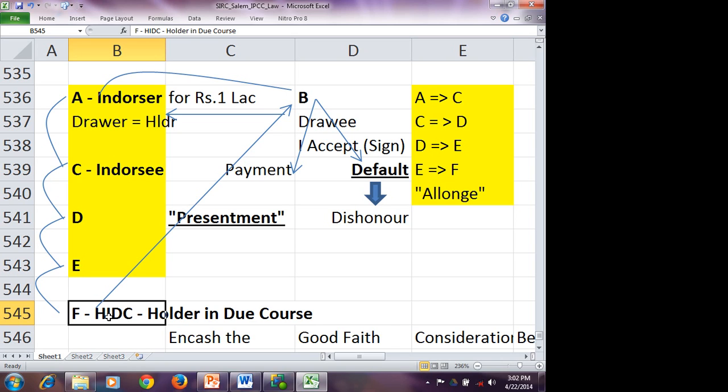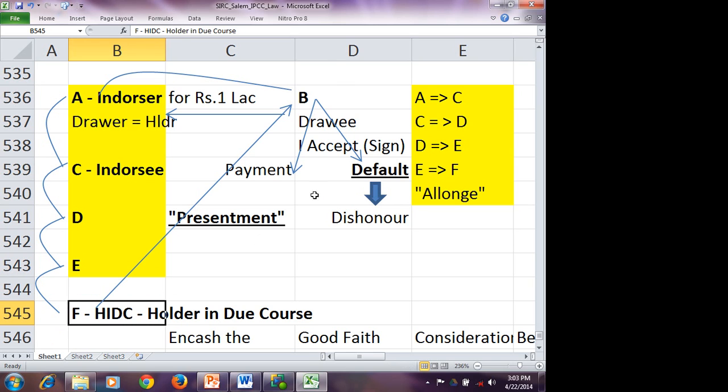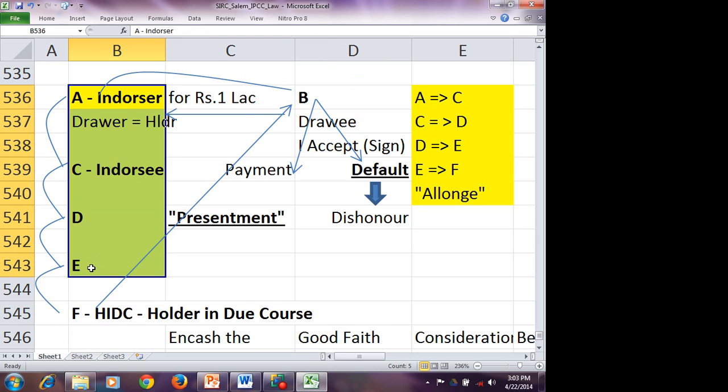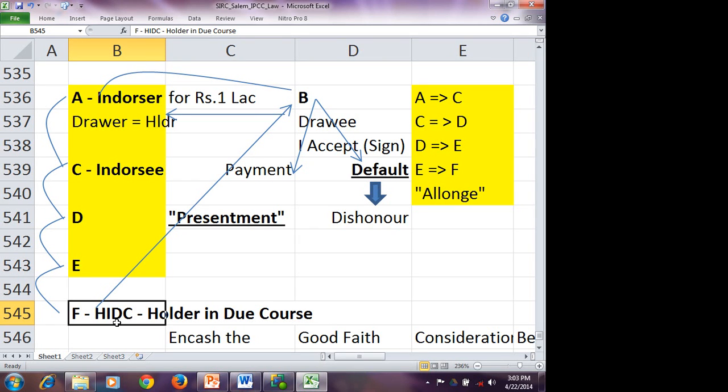All these persons stand as a joint guarantor for F, which means F is like a creditor who has an authority to collect money. B is the principal debtor. All these persons stand as guarantors. It's like a contract of guarantee within this. So on the maturity date, F the creditor goes and demands money from B the debtor. If B fails, all these guarantors could be held jointly and severally liable. That is the privilege given to a holder in due course.